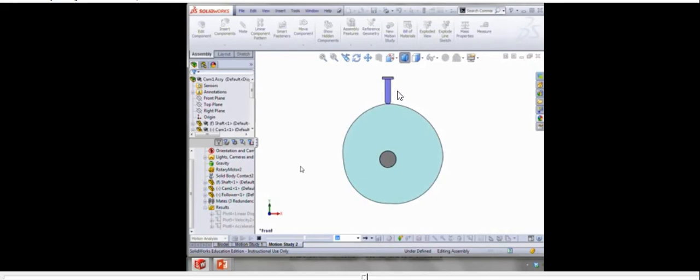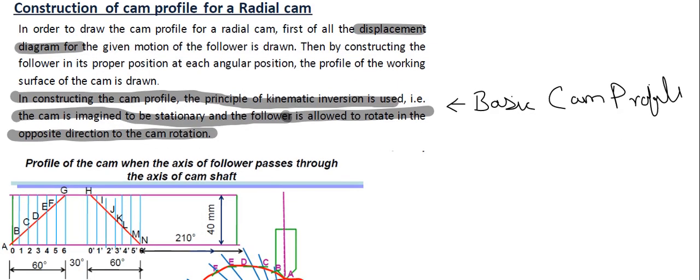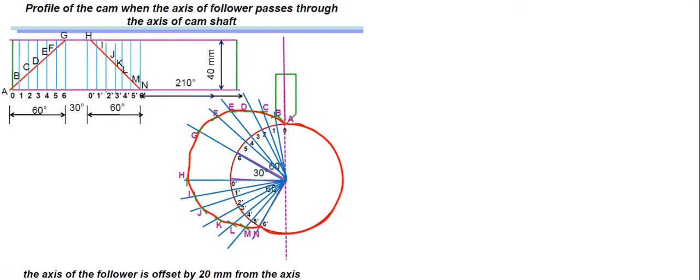That is how we imagine the things. That is, instead of the cam rotating, we keep the cam stationary. Then we try to follow that motion by moving this follower in the opposite direction and keeping the cam stationary. So that is the basic principle. And why we need this displacement diagram, you can see it from this diagram.